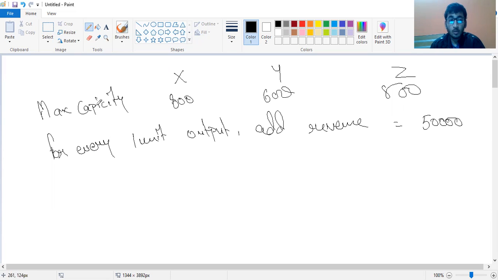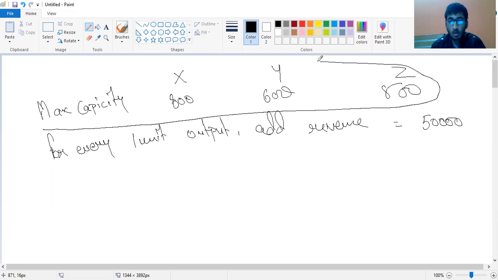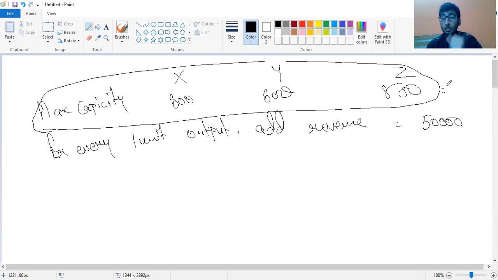Okay. Now with this capacity, how much are you able to earn? With this much capacity only, how much are you able to earn? I can say how much you are able to sell, sorry, how much you are able to produce. I can say only 500 units you would be able to produce. With this capacity you would be able to produce only 500 units. Why? Because Z has maximum 500 units capacity.